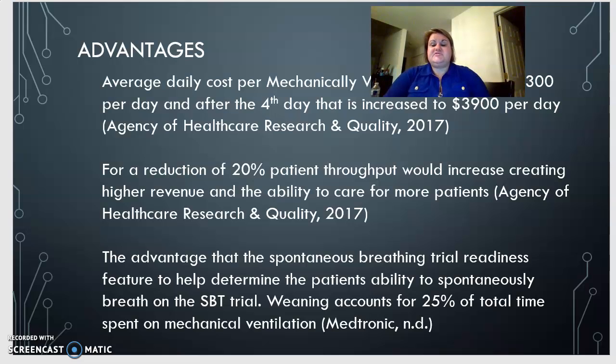You reduce 20% of patient throughput, which would create higher revenue and the ability to care for more patients, because you're able to wean patients off who are taking up the ICU bed longer, and it decreases time spent on weaning. The spontaneous breathing trials and weaning protocols can take up to 25% of the total mechanical ventilation time.